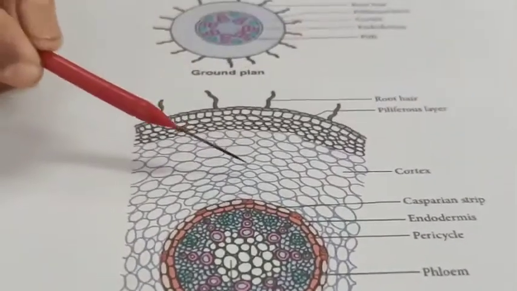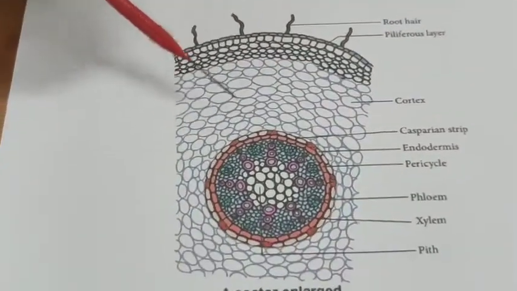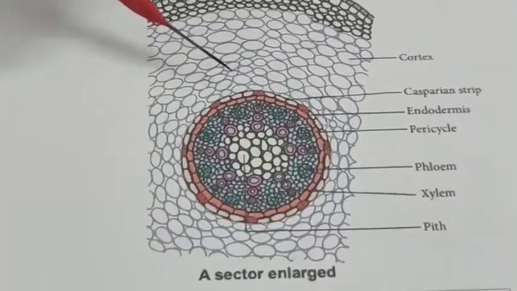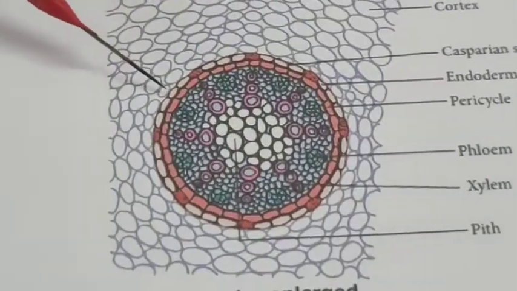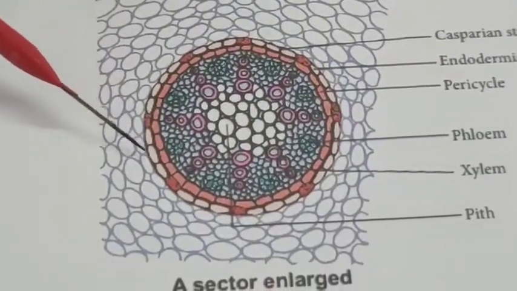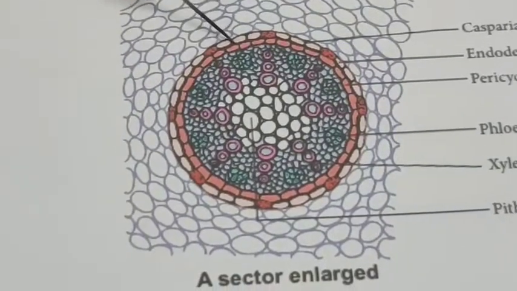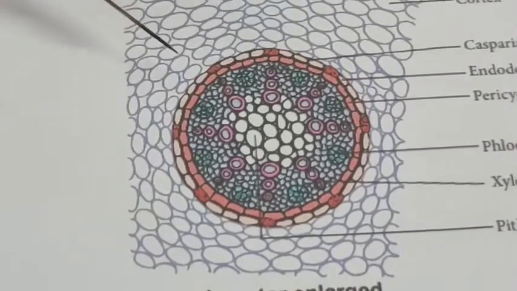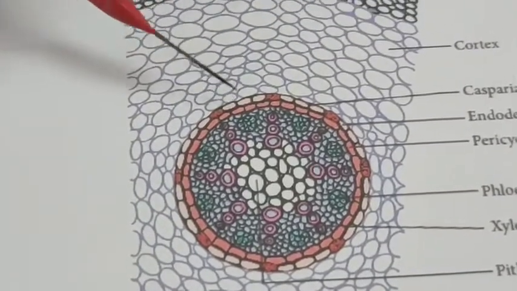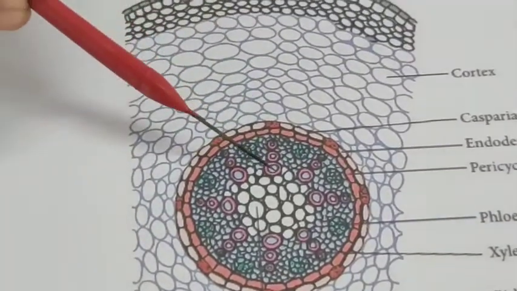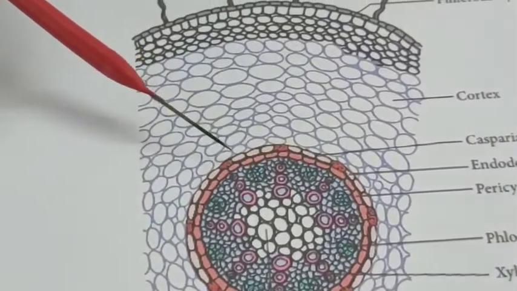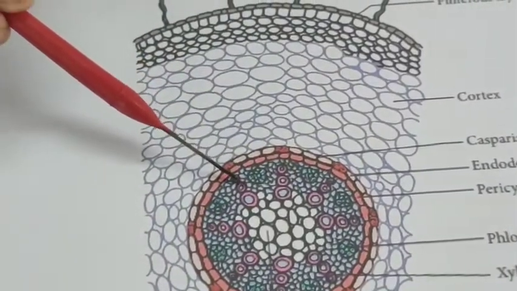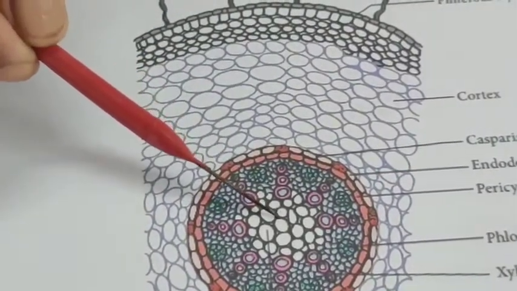This forms the cortex. The innermost layer of the cortex, this is the entire cortex. Innermost layer consists of a single layer of barrel shaped closely packed cells, which is called the endodermis. So the innermost layer of the cortex is endodermis, and all the tissue lying within the endodermis is called the stele. It consists of pericycle, xylem, phloem and pith.